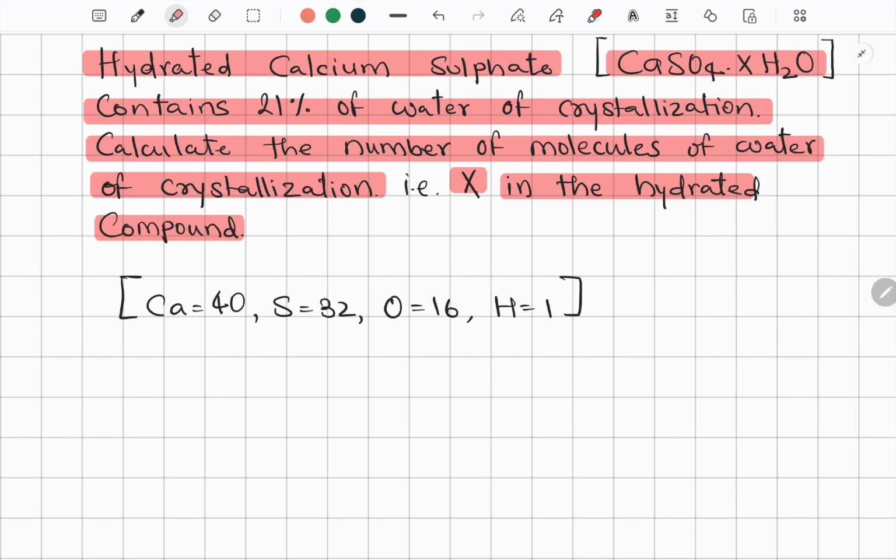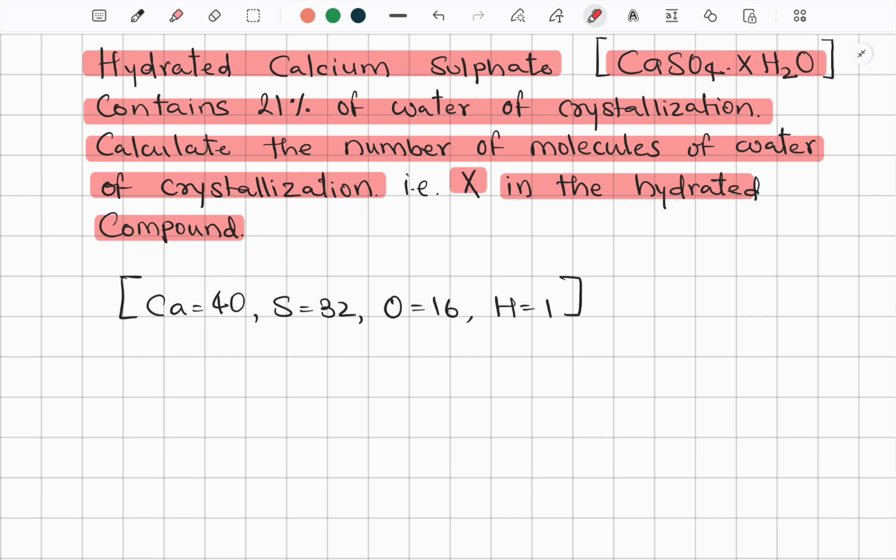Okay, so this question is really simple. Let's read this question once again and try to understand what is being asked. The compound given is hydrated calcium sulphate, but this time the value of X is not given. CaSO4.XH2O. We do not know whether it is a monohydrate, dihydrate, trihydrate, tetrahydrate, pentahydrate, or hexahydrate.